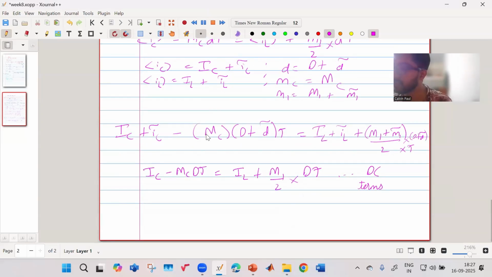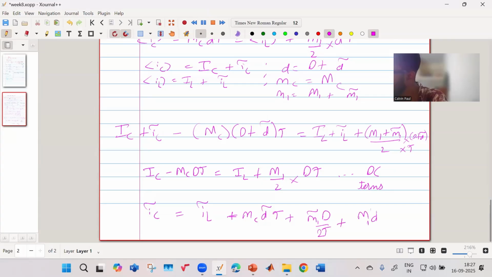Then we equate the AC terms. We write IC tilde equal to IL tilde minus of, we take this side, so it becomes plus MC D tilde T. And you have plus M1 tilde dt by 2 plus M1 into D tilde by 2, into T. Okay. Any doubts in this part?